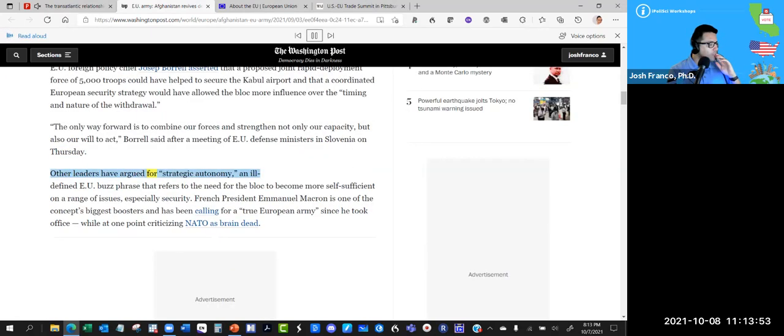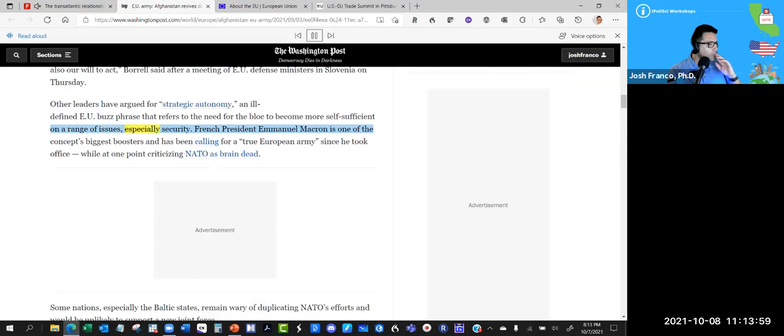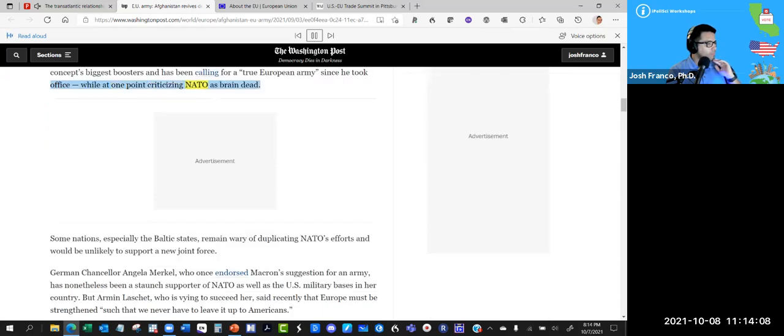Other leaders have argued for strategic autonomy, an ill-defined EU buzz phrase that refers to the need for the bloc to become more self-sufficient on a range of issues, especially security. French President Emmanuel Macron is one of the concept's biggest boosters, and has been calling for a true European army since he took office, while at one point criticizing NATO as "brain dead."